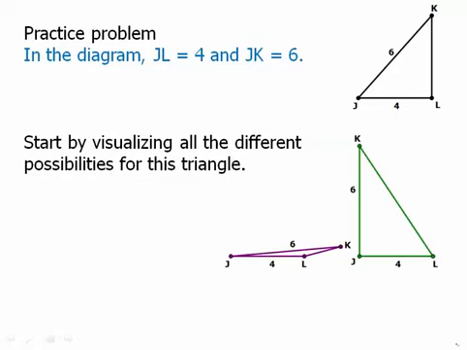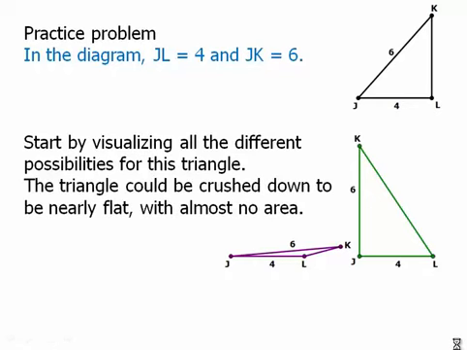Start by visualizing all the different possibilities for this triangle. So we could have a triangle where we put these two sides, the 4 and the 6, perpendicular to each other, or we could really crush them very close together. So the triangle could be crushed down to nearly flat with almost no area, with an area of almost 0. We could make the area 1, or less than 1. We could make the area 1,000th or 1,000,000th, depending on how flat we crushed it. So we could get a very, very small area, certainly much less than 11.